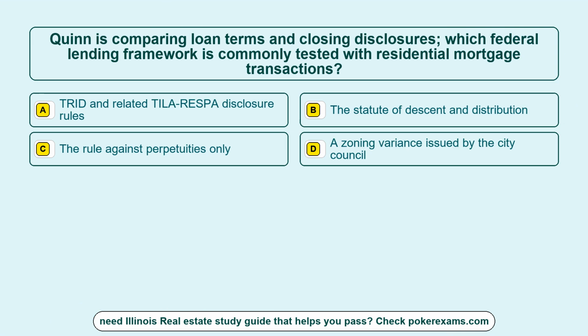Question 25. Quinn is comparing loan terms and closing disclosures. Which federal lending framework is commonly tested with residential mortgage transactions? Option A. TRID and related TILA-RESPA disclosure rules. Option B. The statute of descent and distribution. Option C. The rule against perpetuities only. Option D. A zoning variance issued by the City Council.